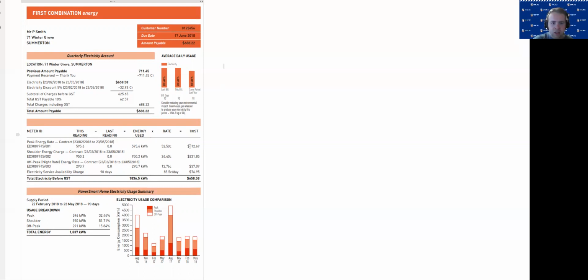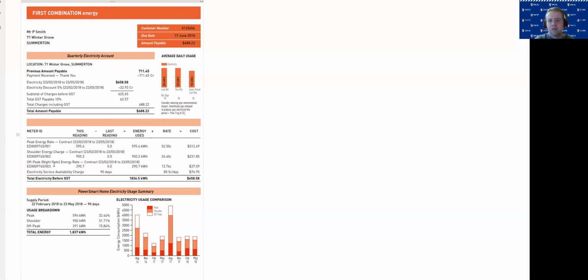So that's the total cost of the energy used in peak time. Then you've got shoulder energy, which I guess is like the transition period between peak and off peak, which is a bit less. That's where they use most of their energy, but it's at a cheaper rate, so it actually comes to less than the peak amount. And then you've got the off-peak energy, which is the cheapest kind.